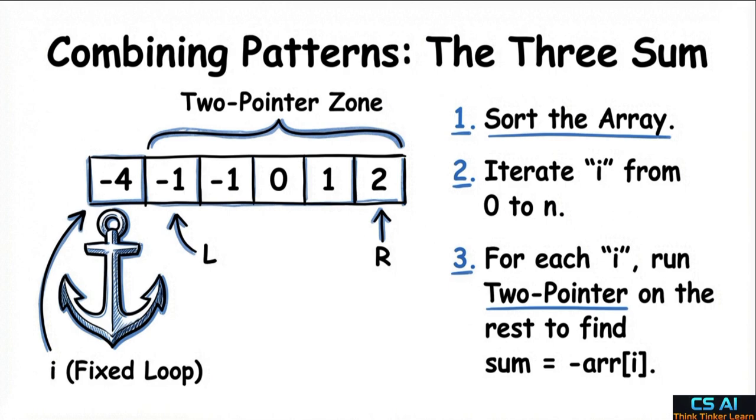First, sort the array. This is the key that enables our smart logic. Next, iterate through the array with a standard for loop. We'll use this outer loop to fix one number, which we'll call the anchor. For each anchor, we then run our two-pointer technique on the rest of the array to the right of it. The goal for the two pointers is to find two numbers that sum up to the negative value of our anchor. By combining a standard loop with a two-pointer pattern, we reduce the complexity from O(n³) down to O(n²), a massive improvement.